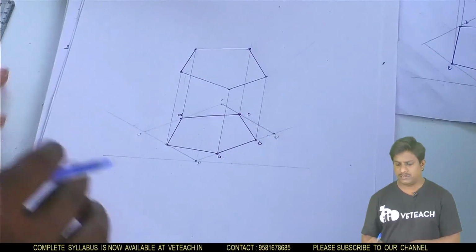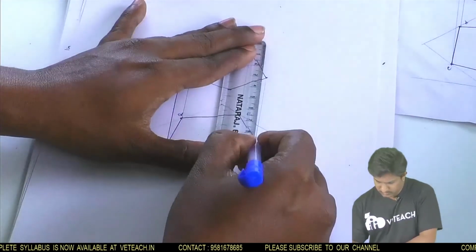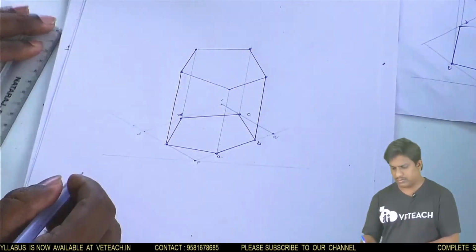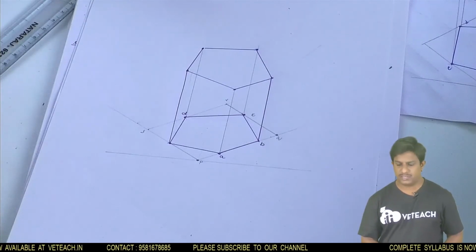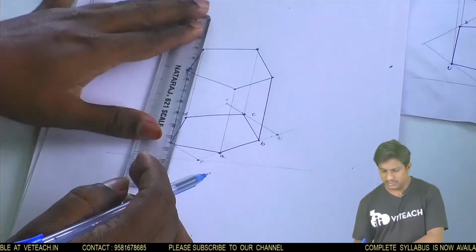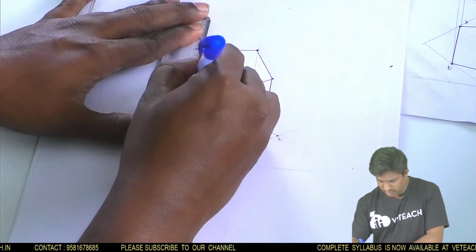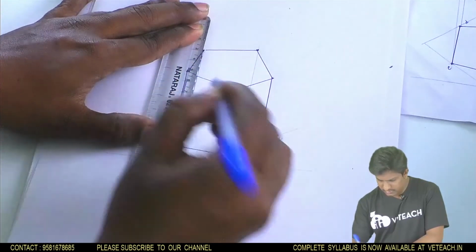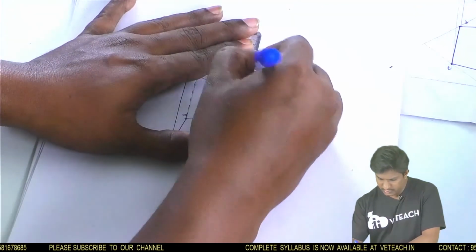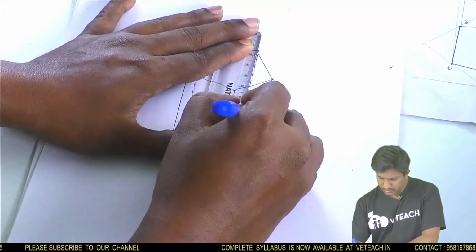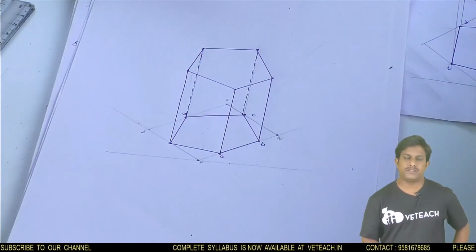This is the pentagonal prism, a pentagonal prism of a three-dimensional object. These are the faces. We have to draw dotted lines. This is the dark line and this is also a dotted line. Okay, this is the shape of a pentagonal prism in three-dimensional object.